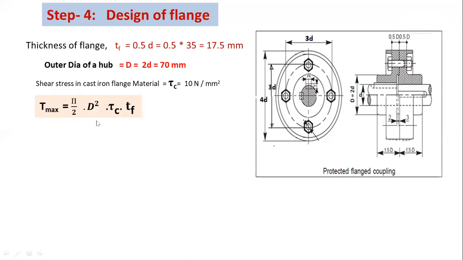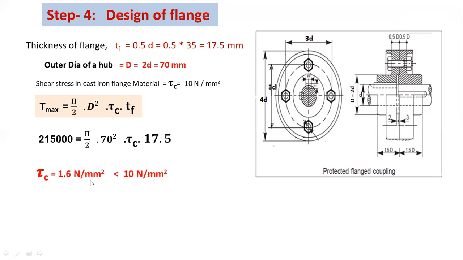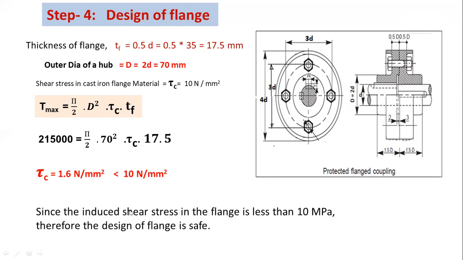This is the formula for torque transmitted by the flange. Now you have to substitute the value of maximum torque, the diameter of the hub and thickness of the flange. After substituting these three values, you can get the value of shear stress induced in the flange material. From this equation, tau C equals 1.6 Newton per mm square. But the given permissible shear stress is 10. This induced shear stress is less than the permissible shear stress, so the design of flange is also safe.